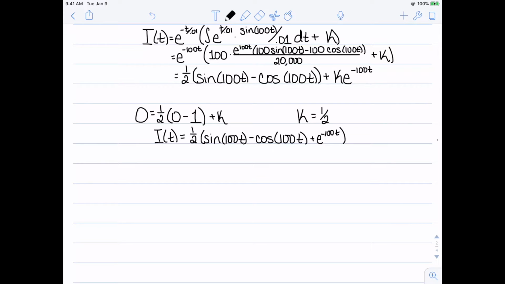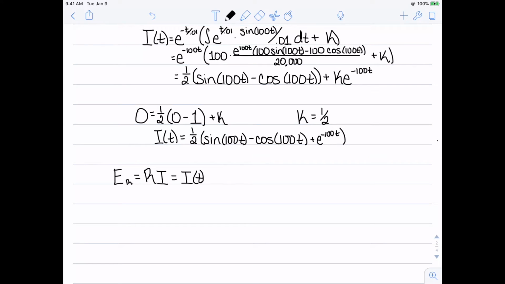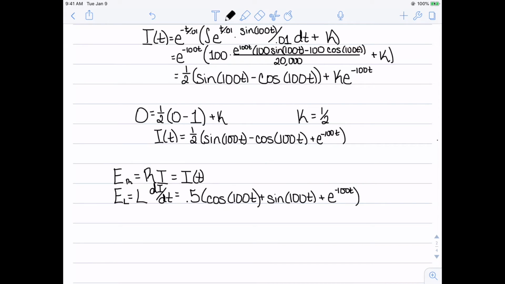The next thing we needed to do was find the resistor and inductor voltages. For the resistor voltage, we knew that that was equal to R times I. In this case, R is equal to 1, so we just have that E of R is the same thing as I of t, the thing we just found. We know that EL, our inductor voltage, is given by L times di dt. Using L to be 0.01 and taking the derivative of what we just found to be I, we can do some basic simplifications, and we get that this is equal to 0.5 times cosine 100t plus sine 100t plus e to the negative 100t.